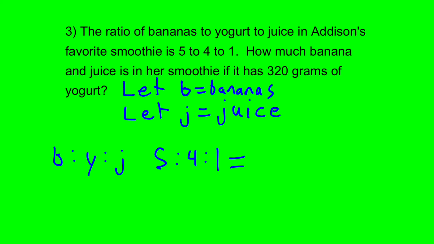And now we have to make a second ratio using our unknowns. Well, we are given first that bananas come first, and bananas is one of our unknowns, so we'll start with B. We are given that yogurt comes next, and yogurt is known. In the problem it says we have 320 grams of yogurt. So 320 would go next. And then juice is the last part, and we are given that juice is J. Juice is one of our unknowns.